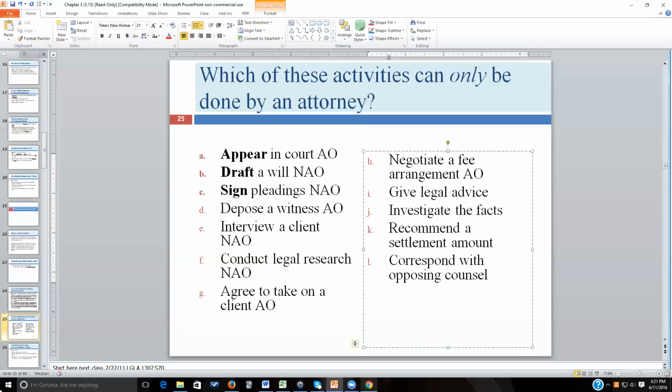Give legal advice. Again, this is an attorney-only function because of the word give.